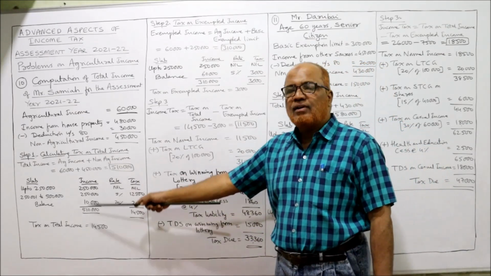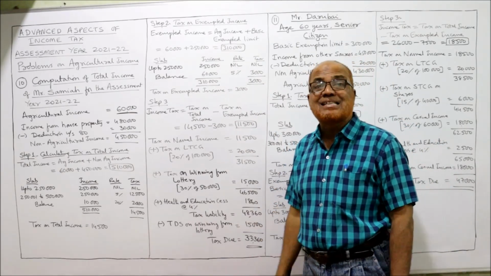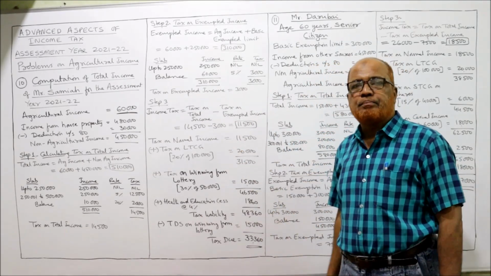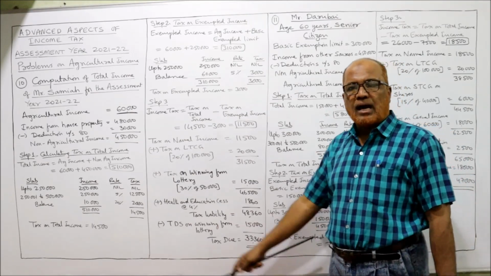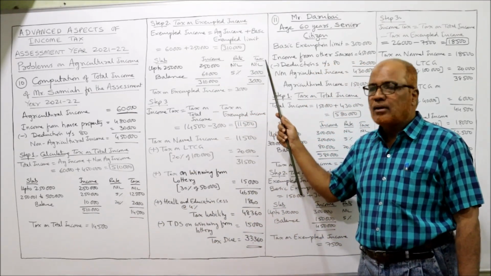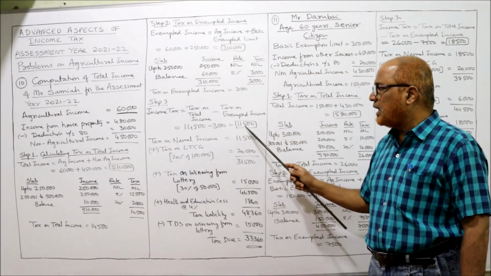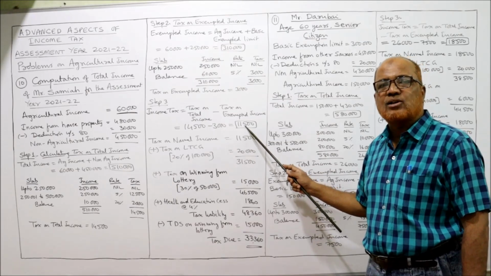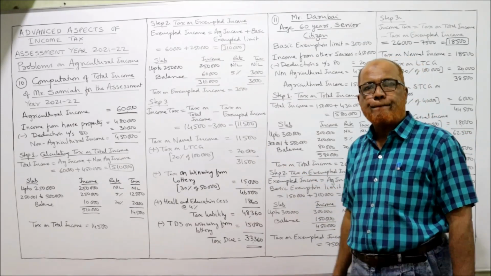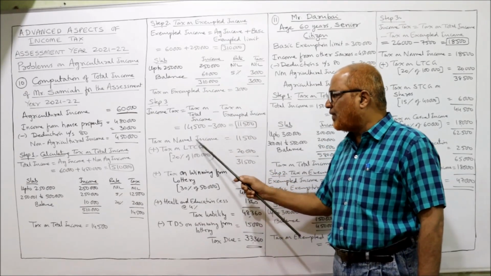The first step we have calculated tax on total income. Second step we have calculated the tax on exempted income. Third step, income tax is equal to tax on total income minus tax on exempted income. So here 14,500 minus 3,000. So 11,500 is the income tax on normal income.